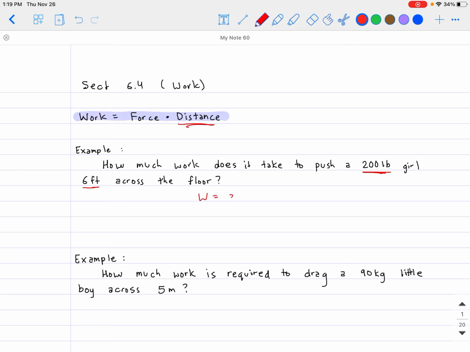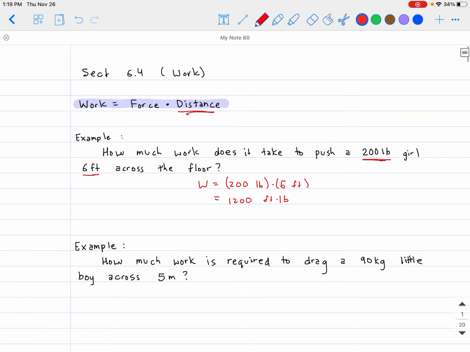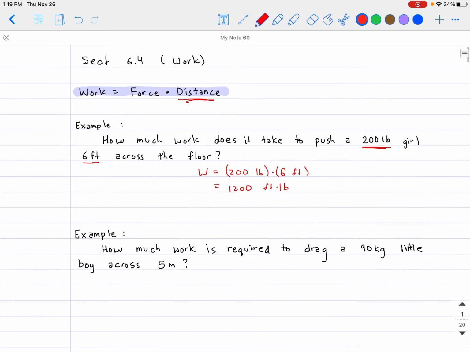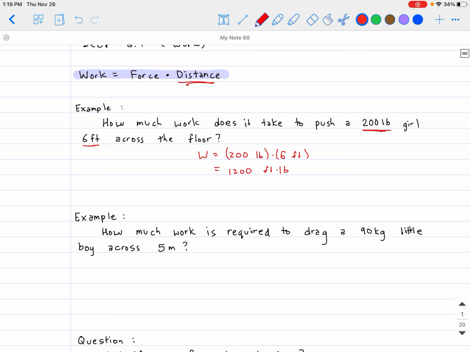So the amount of work in this case is going to be equal to 200 multiplied by 6. The units will be pounds because she is 200 pounds, and the distance that needs to be traveled will be 6 feet. So the total answer is going to be 1200. And the way we denote this will be foot pound. I think foot pound is actually correct, so let me just change that a little bit to make the notation more appropriate. So foot pound.